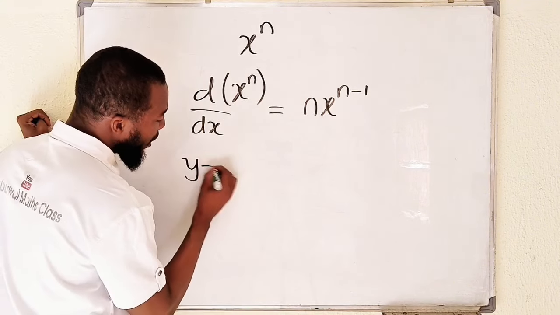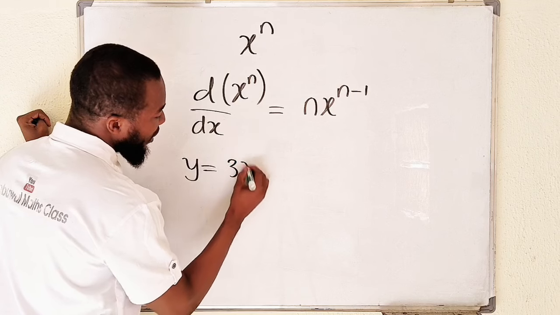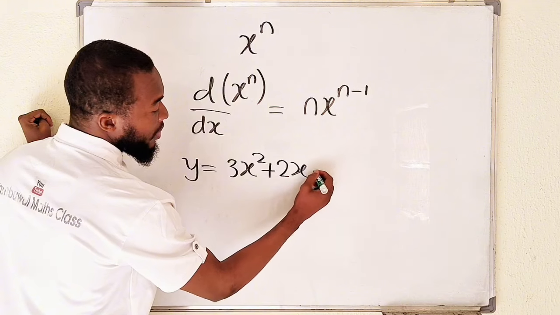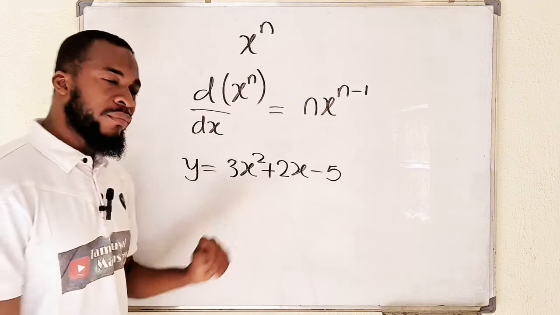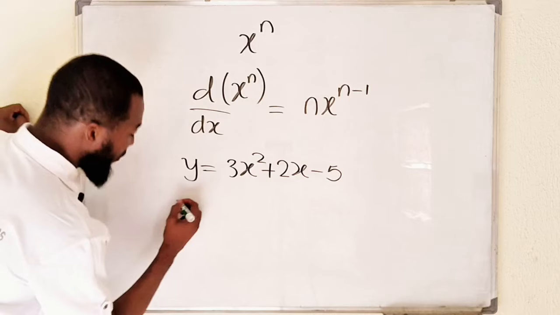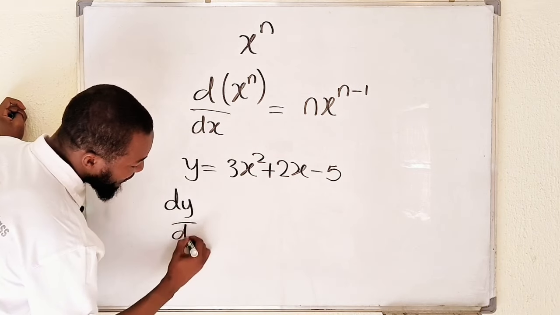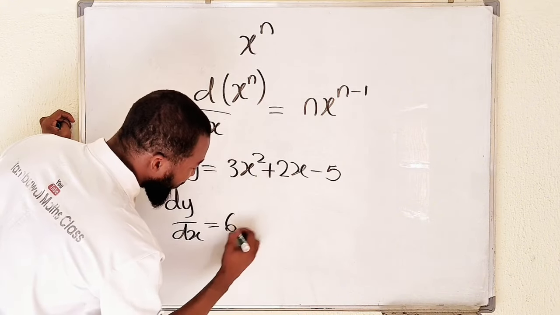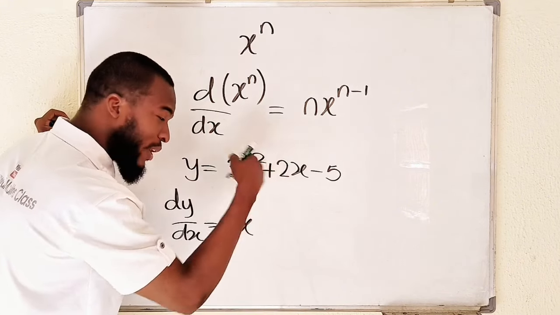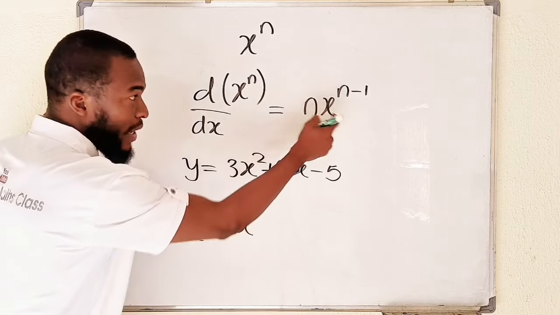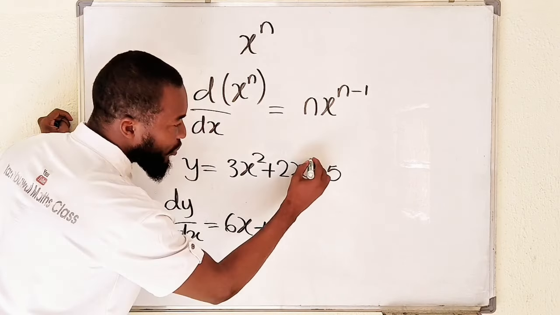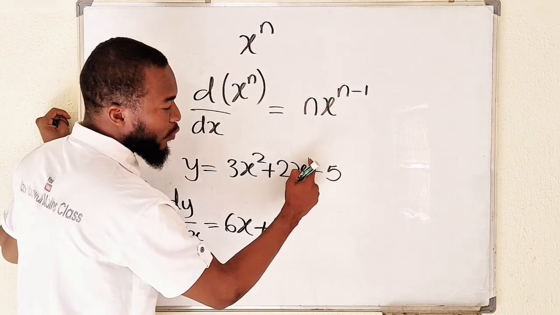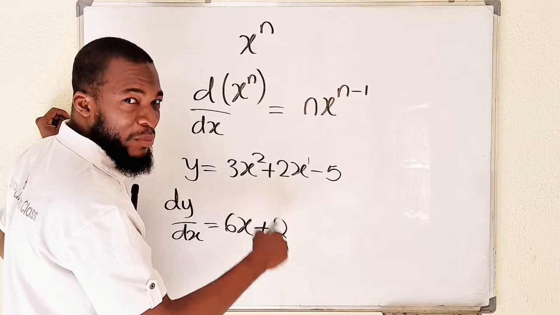Let's assume we have y equal to 3x squared plus 2x minus 5. This is a function, right? If you differentiate this, dy over dx is equal to, this 2 will drop down to multiply 3. We have 6x. 2 minus 1 is 1, so you don't even have to write 1 here. Applying this formula, plus, naturally we have 1 here. It will drop down to multiply 2. We have 2. Then 1 minus 1 is 0, so it will be x to the power of 0.